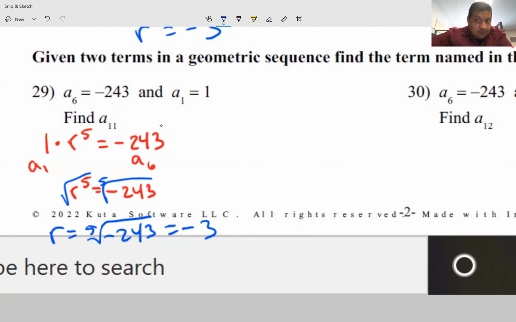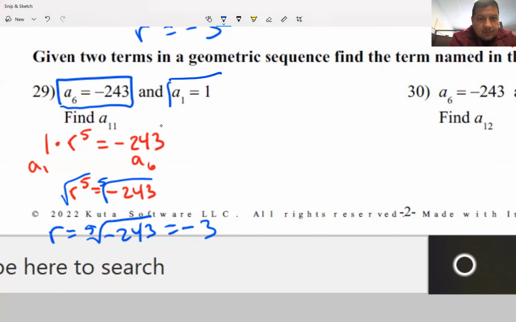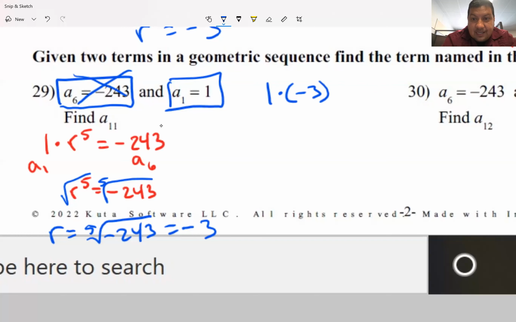The question was not to find the ratio. The question is to find the 11th number. Now, to be honest, from the two numbers that were given, the sixth number and the first number, I can use either one. It doesn't matter which one. Just to choose one, because it's easier to deal with, I'm going to choose the first number from the list. The way I'm going to write this will be a sub 1, which is that number, times my ratio, 10 times, is going to give me the number that I'm looking for. Let me call this a sub 11.